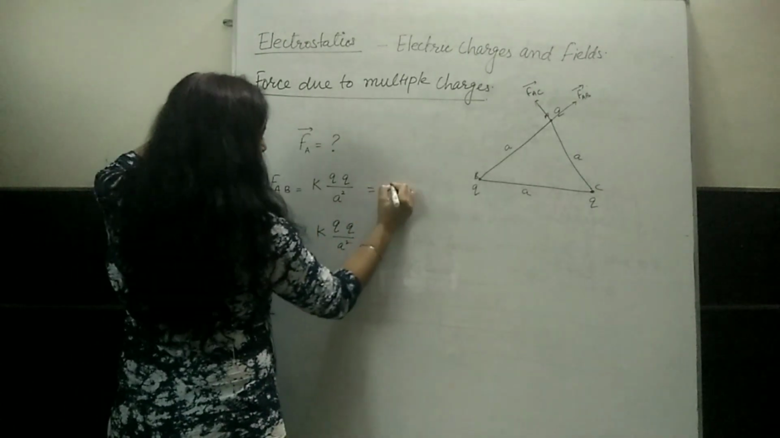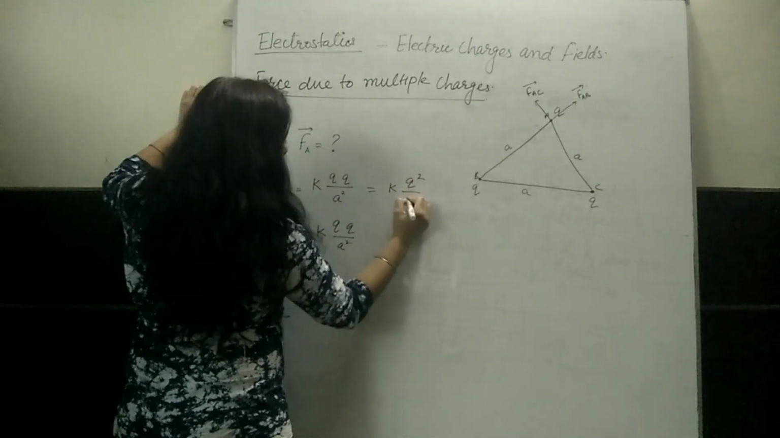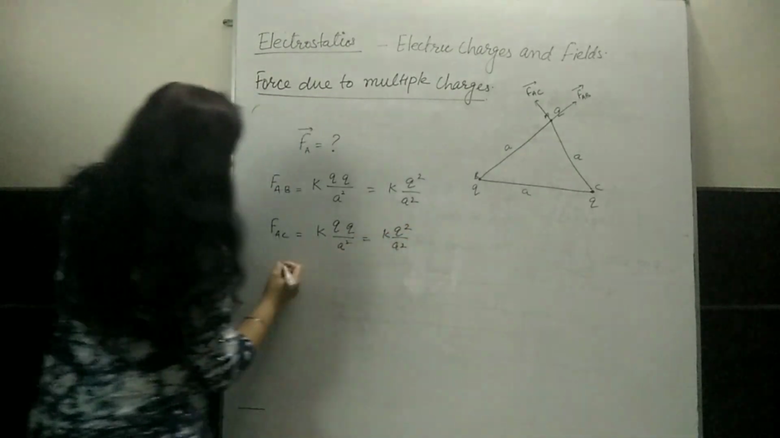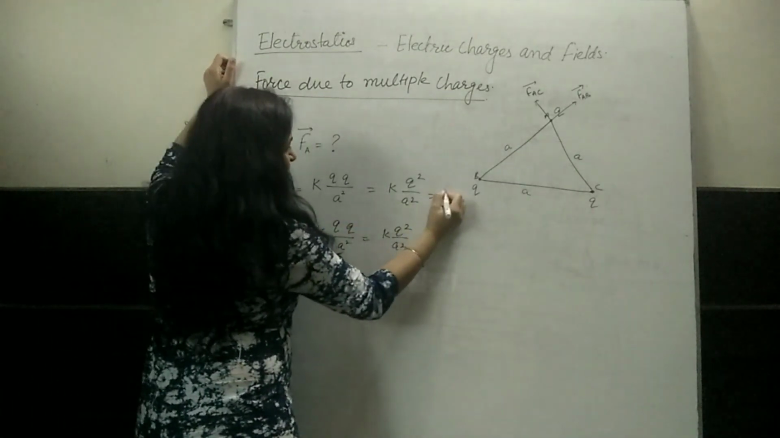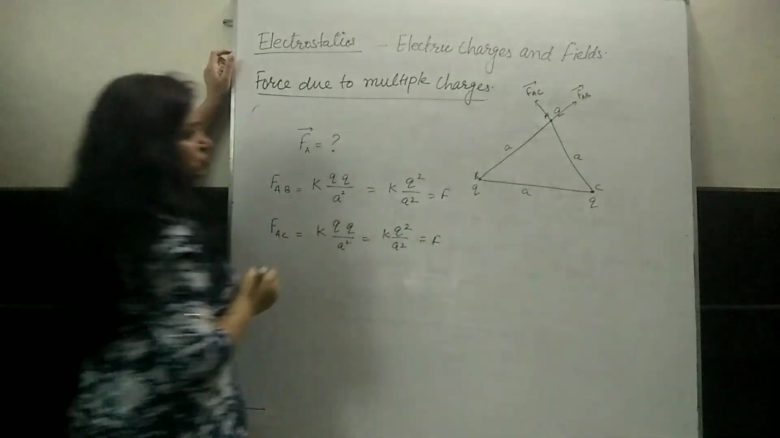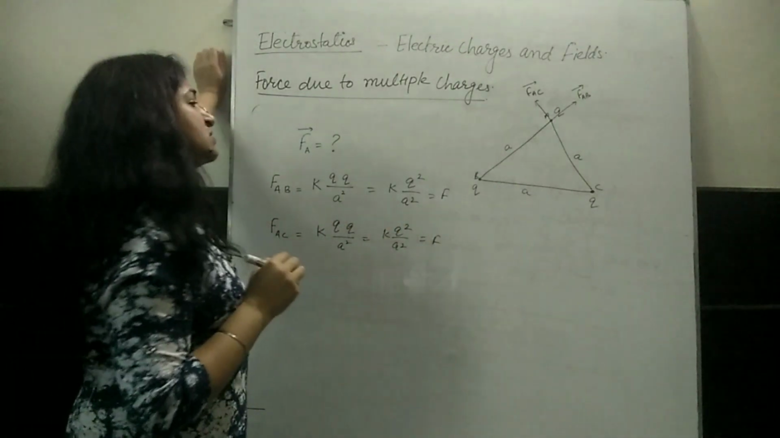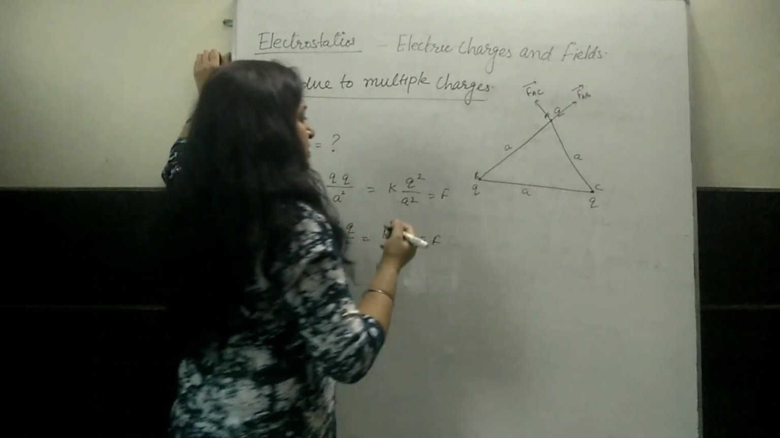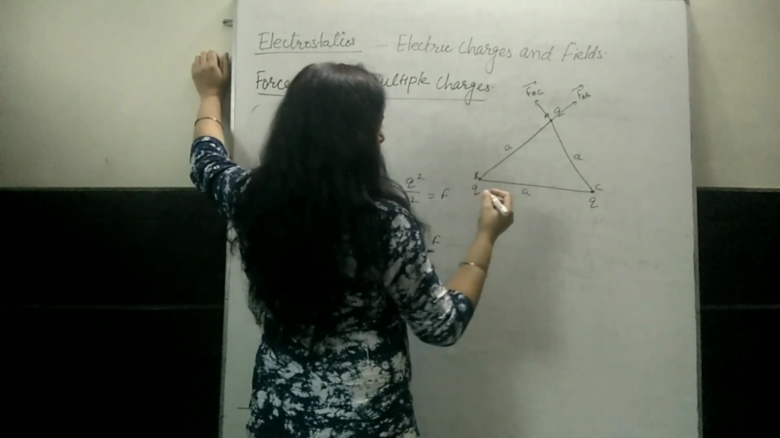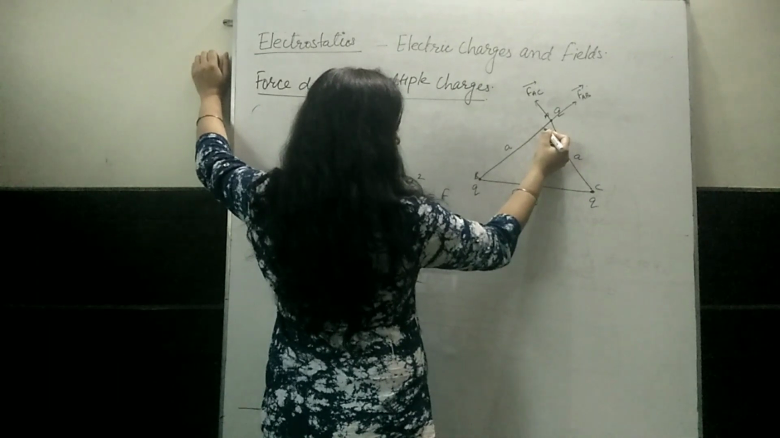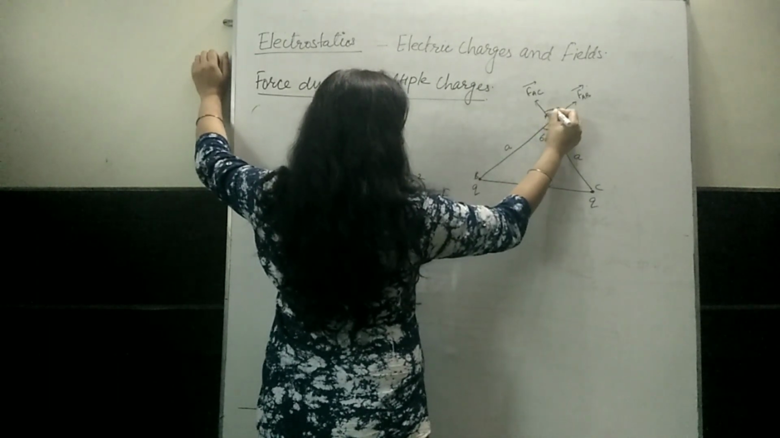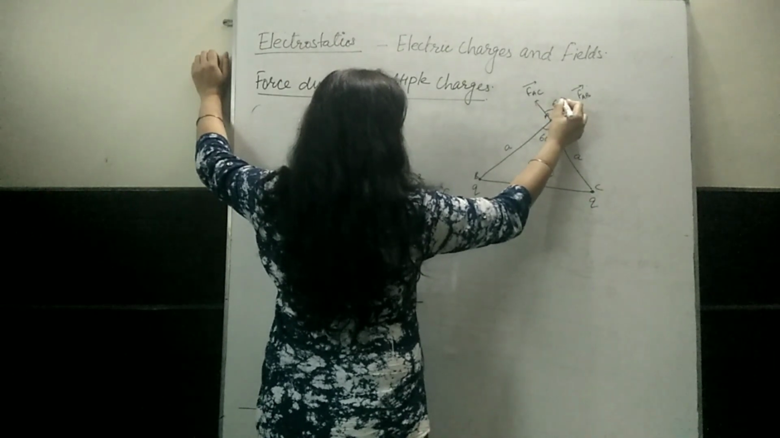So we can write this as K Q square over A square. This is also K Q square over A square. So we can write both of the values as F. So two equal forces. Now we have to find the resultant of these two forces. Can I write the angle between the two forces? Yes, because this triangle was an equilateral triangle, and we know that each angle of an equilateral triangle is 60 degrees. So these two forces are inclined at an angle of 60 degrees.